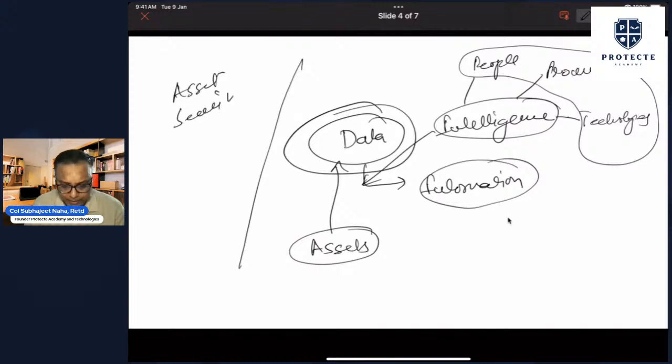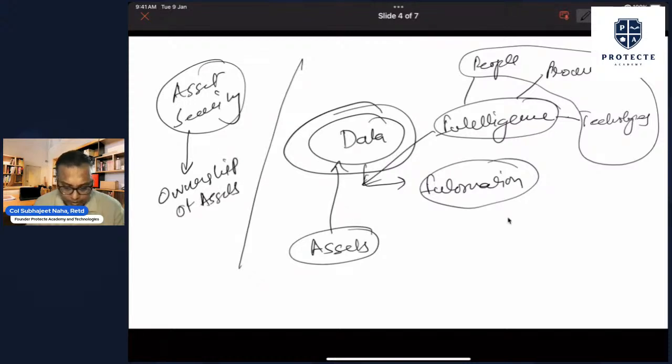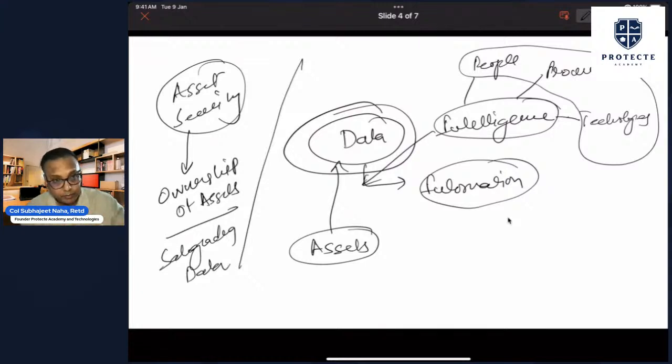And mainly, asset security focuses on ownership of assets and safeguarding data, right? So now you look at the flow. In domain 1, you understood what you need to protect, and in domain 2, asset security, how you have to protect your assets, right?